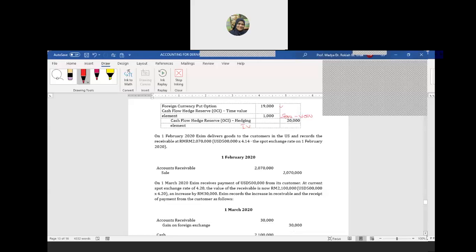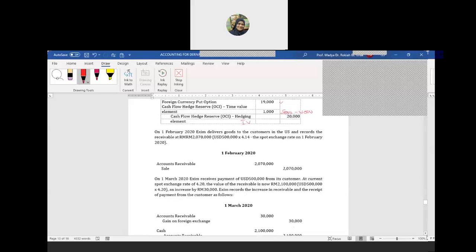There is a change in the price of your account receivable, because now the rate becomes 4 ringgit and 20 cents. If you look at here, the prior rate is 4 ringgit and 14. So you have a change here of 0.06. This one times 500,000. So you're going to have gains of 30.